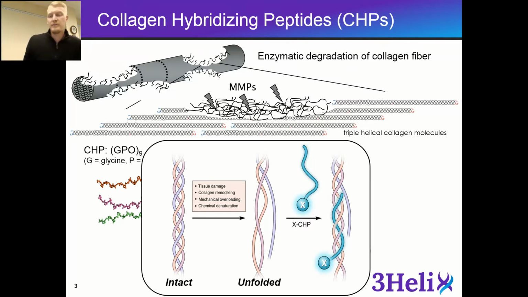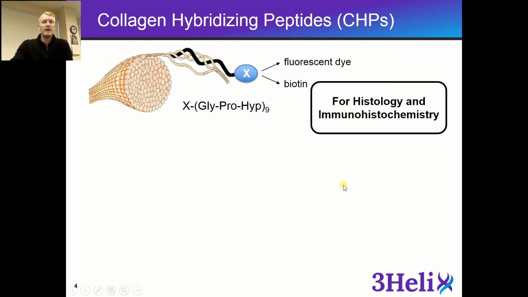Now, you can think of the CHP binding to the collagen strands the same way as DNA in PCR. You have these DNA primers that are very short, and they can hybridize with the much larger sections of DNA during PCR. So what we thought is, okay, now we have this fluorescent probe or this biotin attached to our CHP that can refold into the collagen triple helix.